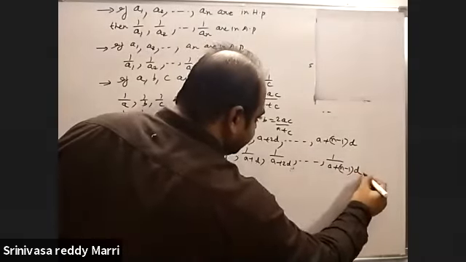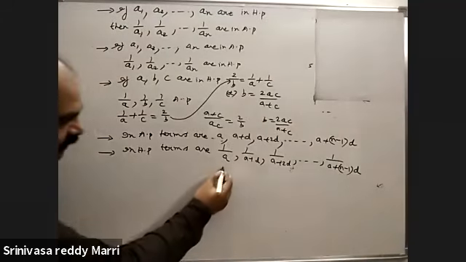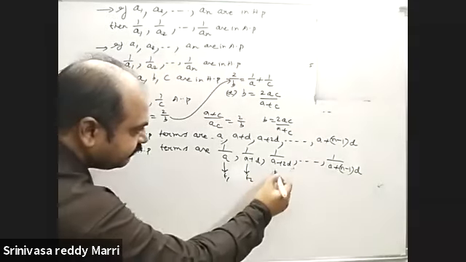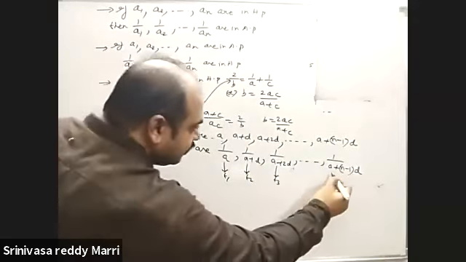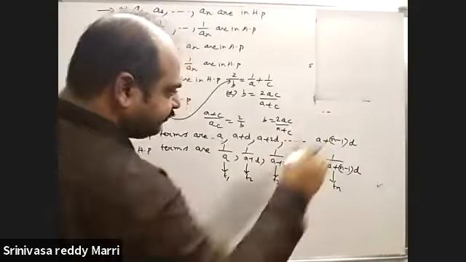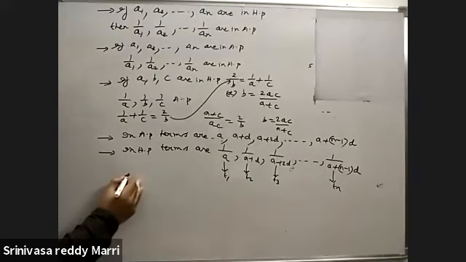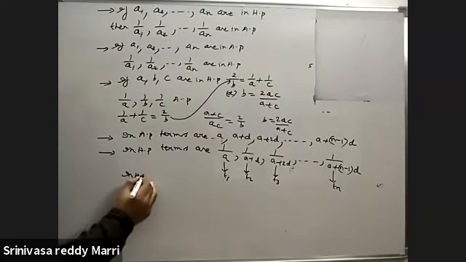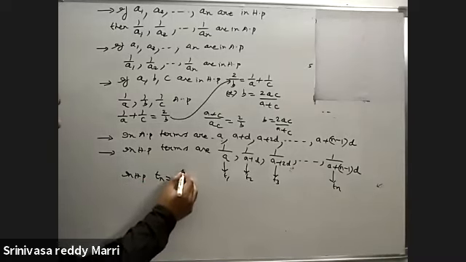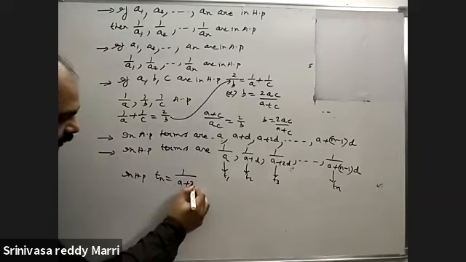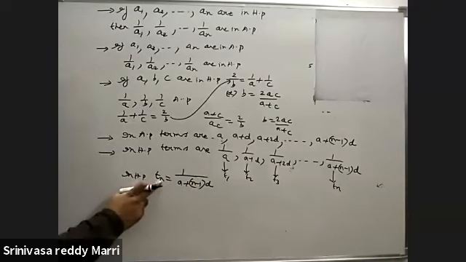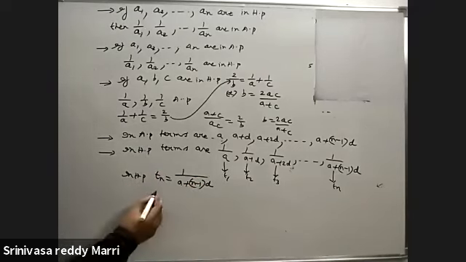In harmonic progression, terms will be like this. This is term 1. This is term 2. There won't be any formula. This is the only formula. These terms, if we reciprocal, then they will be in AP. That means in harmonic progression, nth term will be 1 by a plus (n minus 1) into d.